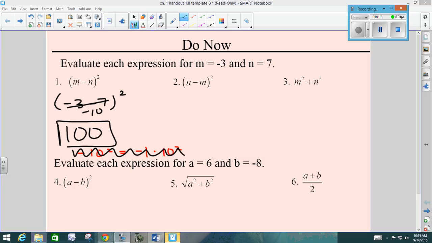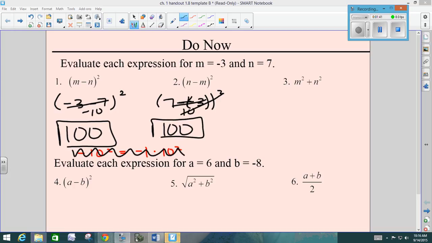Number 2, n minus m quantity squared. 7 minus -3 quantity squared. Go inside out. 7 minus -3 is 10, right? Becomes positive minus negative. Riley, what's 10 squared? 100. Good. So you should have 100 for both these.